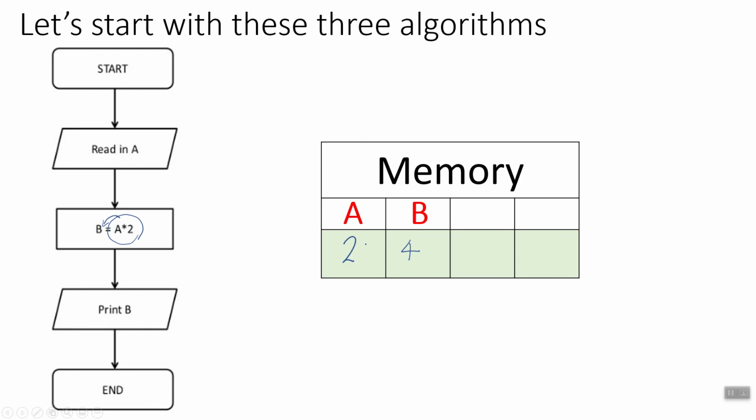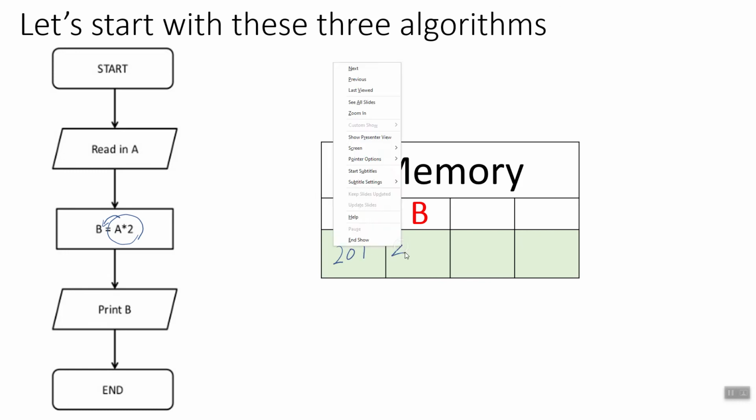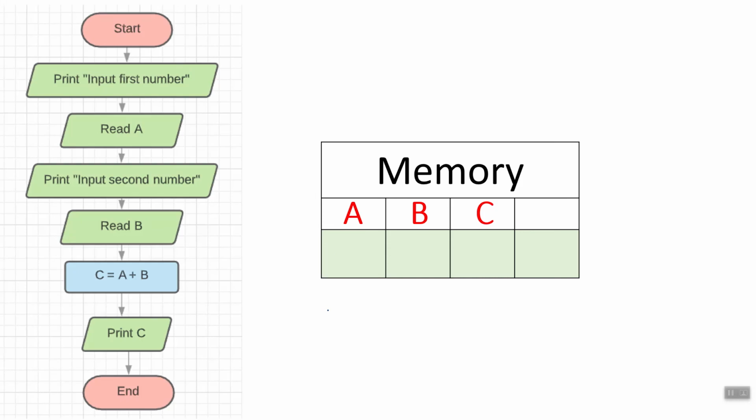So if the user were to put something different in, let's say they were to put 201 in there, then B, A multiplied by 2, would become 402. Oops, pen's going dodgy. And then on the screen it will print out 402 because that's what's stored in B. Okay. Next algorithm. So that algorithm in English, if you can try to think about what it does, it simply takes user input number and outputs double whatever the user has input.